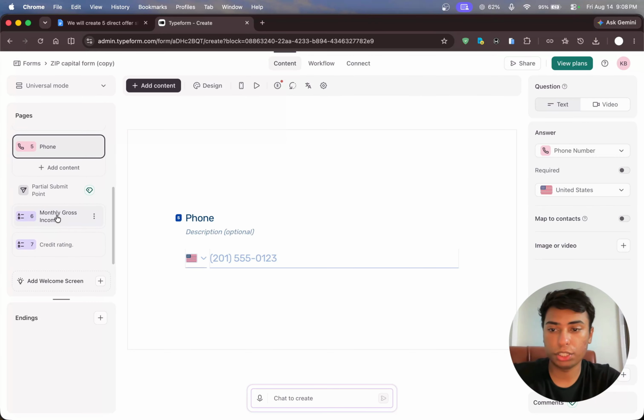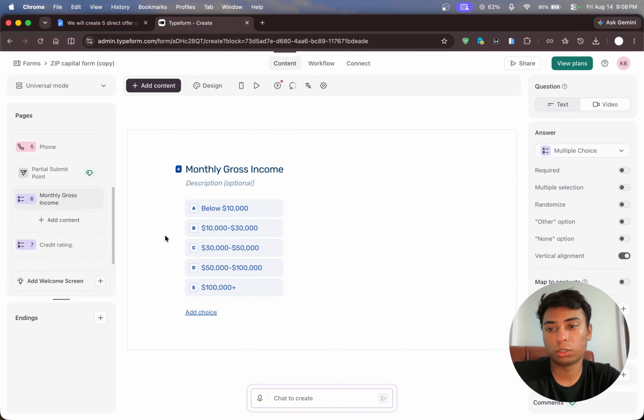After the partial submission, we will ask another question. After the partial submission, we can put at most four questions and not more than that. For this offer, it will be what is their monthly income. If they don't qualify, because below 10,000 will not be a good choice, they will be redirected again to a disqualification page, and these numbers will get routed back to the CRM.